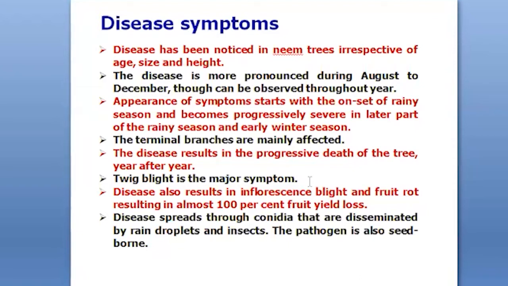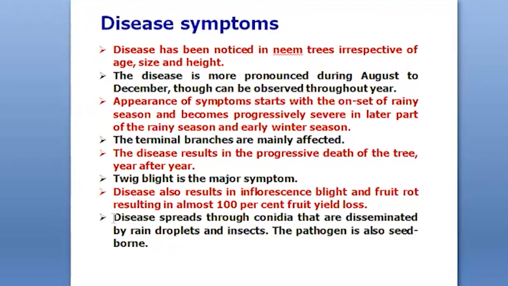Twig blight is a major symptom, along with inflorescence blight, fruit rot, and inflorescence rot, and even 100% fruit yield loss was reported. The concern is that it is also affecting the fruits. Especially for these fruits, which are used for preparing neem oil and neem cake, we will be suffering a lot, and 100% yield loss is expected from such neem trees. That is a major concern, and not only that, we know that neem also has many medicinal properties.